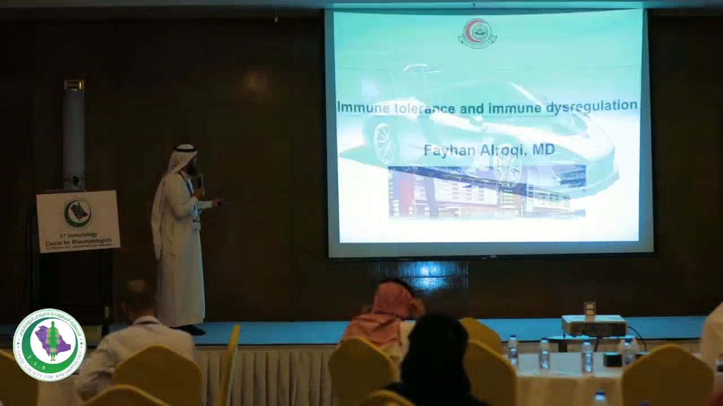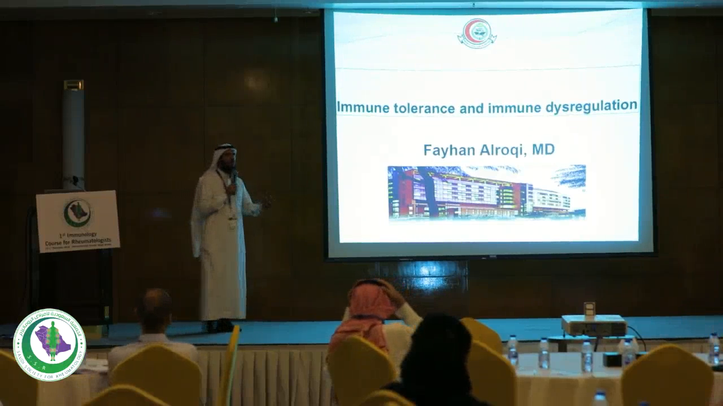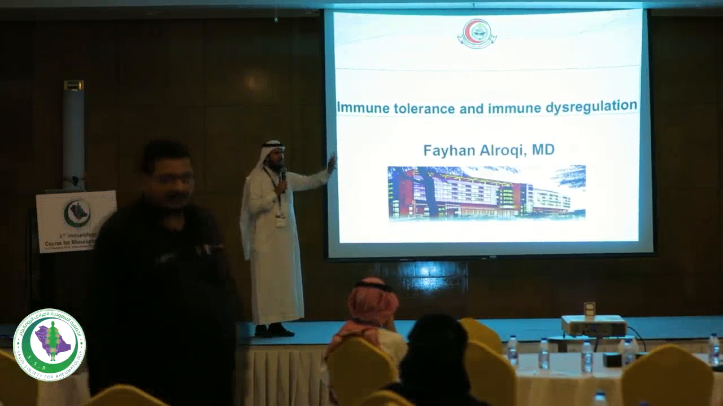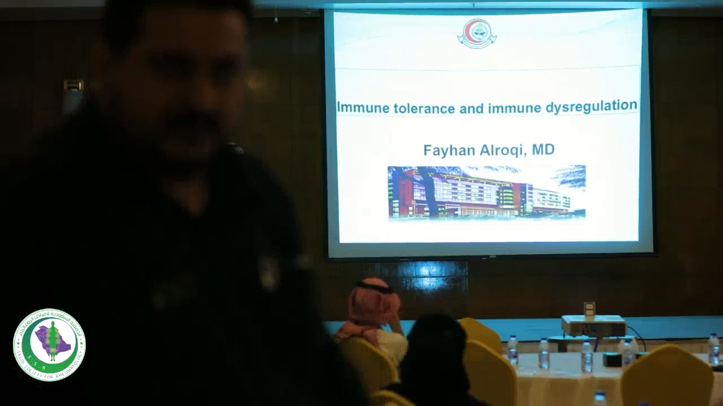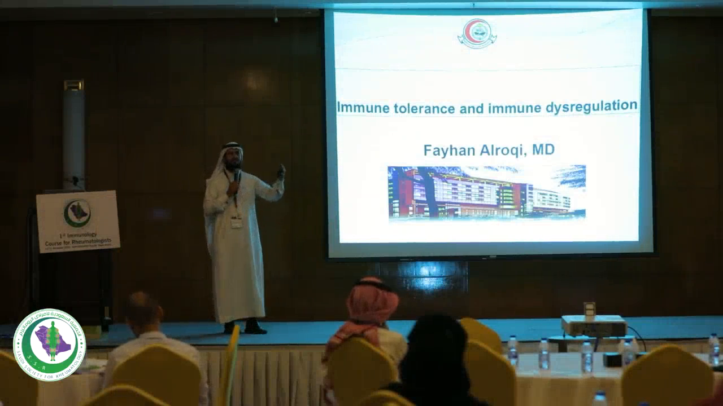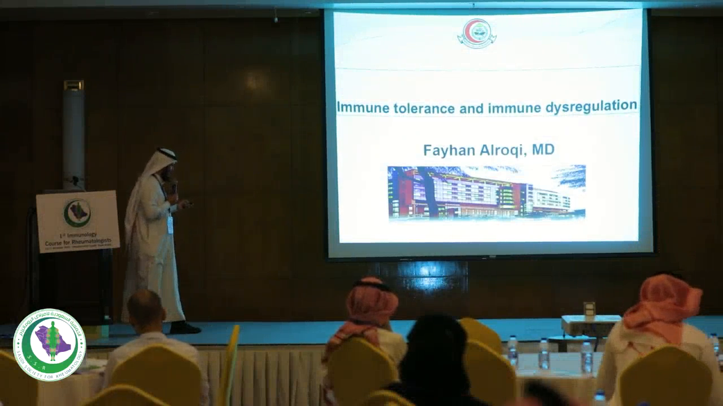So, I'm talking now about why we have autoimmunity. We said for autoimmunity, we have infections, we have the genetic part, and we have an immune defect. So what is the immune defect leading to autoimmunity? We are hearing all the time tolerance, tolerance, tolerance. What's the tolerance? So we'll talk about the tolerance and the area of tolerance.